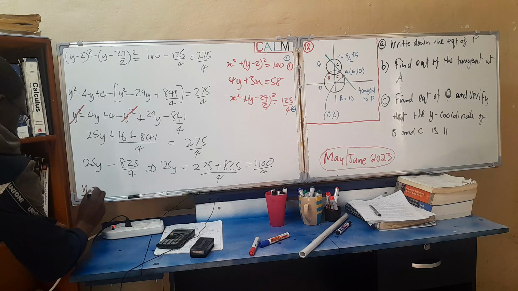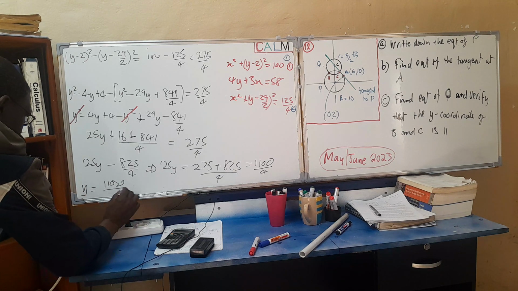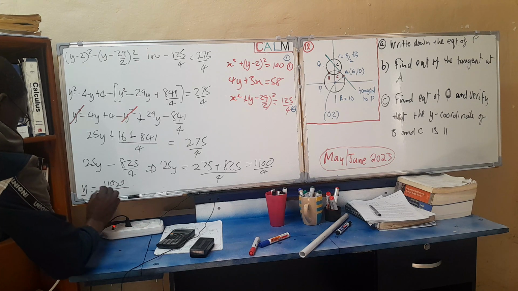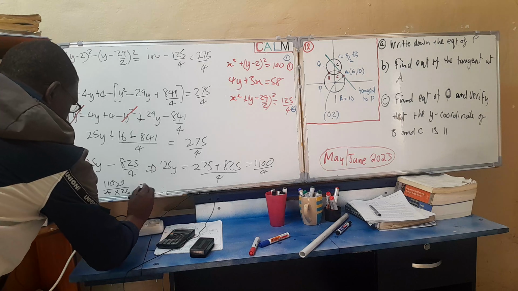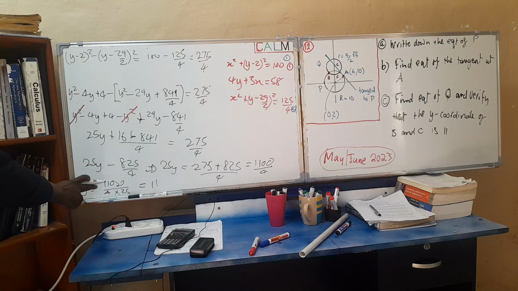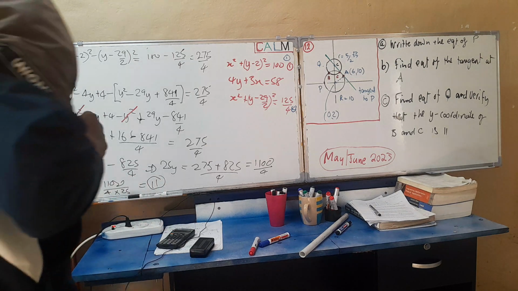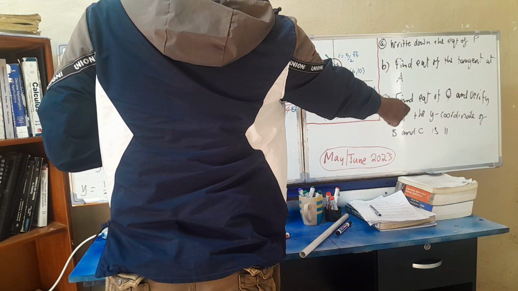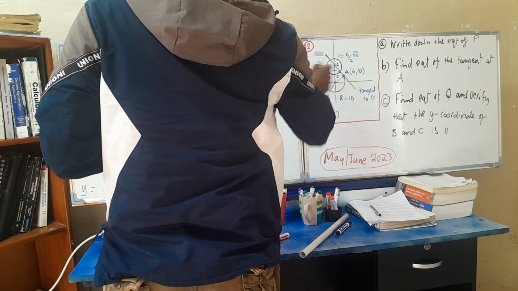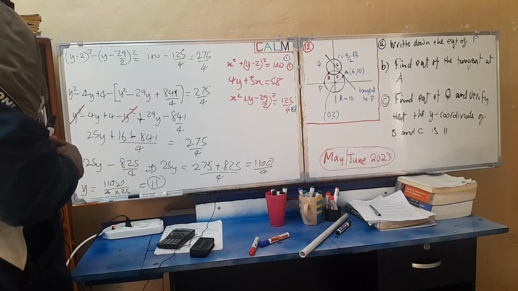Now we divide everything by 25. That gives us y is equal to 1100 divided by 4, divided by 25, which is like 1100 divided by 100, which is equal to 11. So we have proved that the y coordinate of these two points B and C is equal to 11.